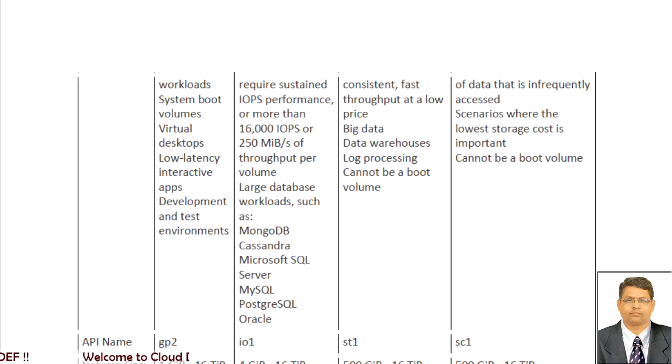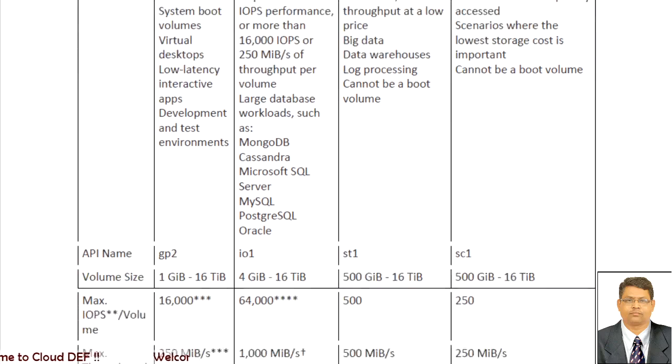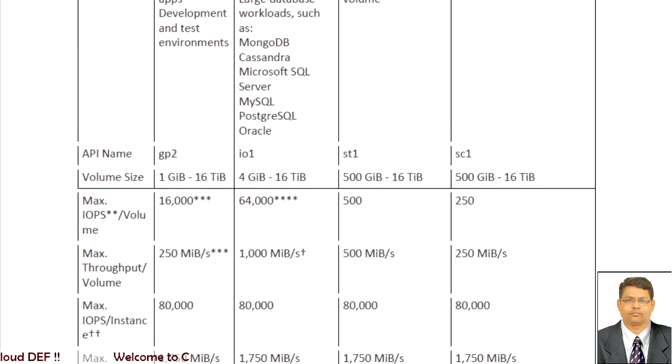API name: GP2, IO1, ST1, SC1. Volume size: 1 GB to 16 TB, 4 GB to 16 TB, 500 GB to 16 TB, 500 GB to 16 TB. Max IOPS per volume.